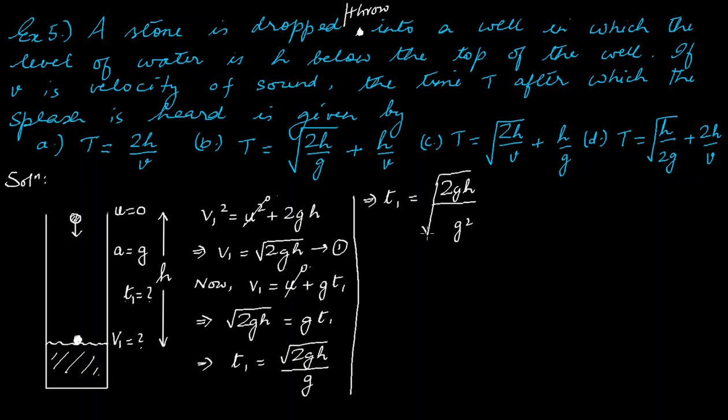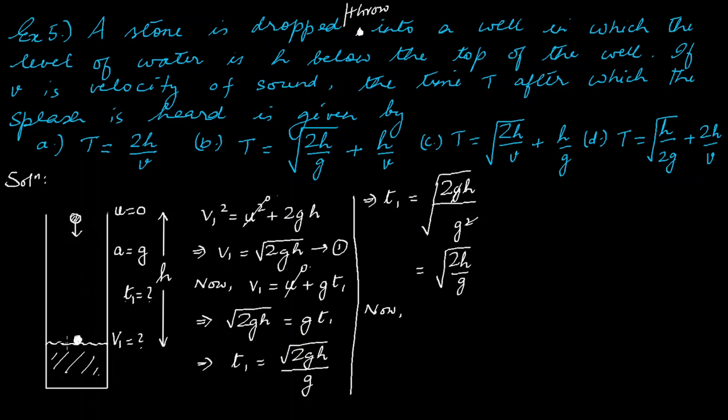Yes, so that is the rule, isn't it? So 1g and 1g will cancel. I will get here the square root of 2h by g. Okay, so now for the second, this is the first part for falling.